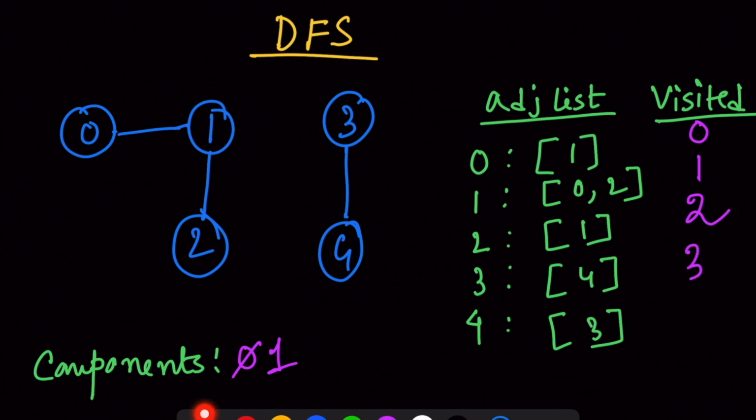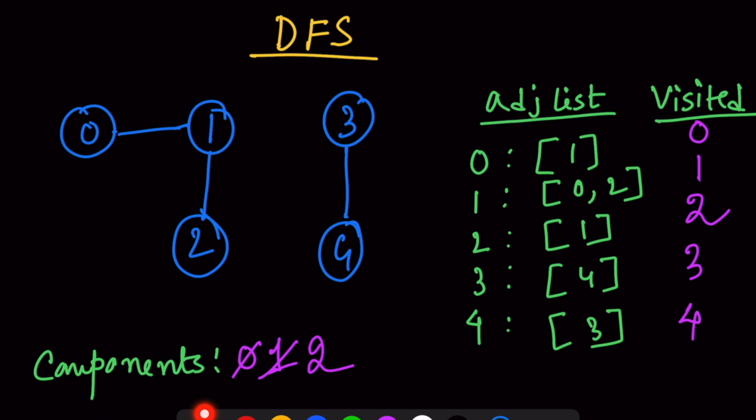When we are doing DFS on 4, it has only one neighbor, 3, but that is already in the visited set, so we'll not do it further. And also we added 4 in our visited set. So we'll stop our DFS processing here. And when we are done, again we'll increment our counter, making it 2. So at this point, we are done with DFS of 3. If we start to do DFS on 4, we'll see 4 is already in the visited set, so we will not do any processing. So our components here will be 2.